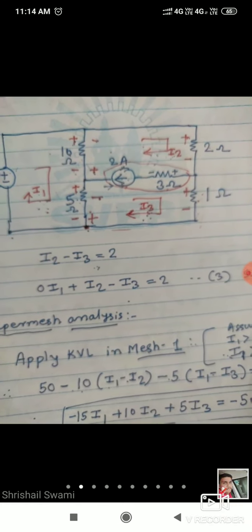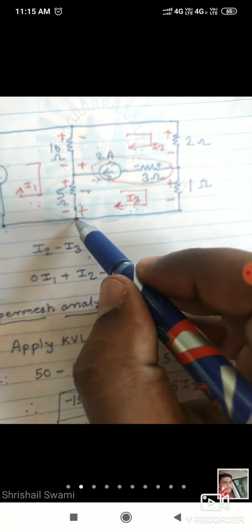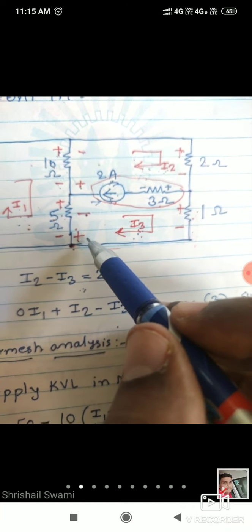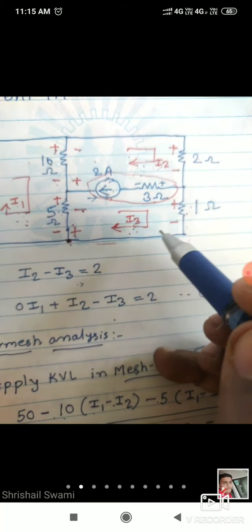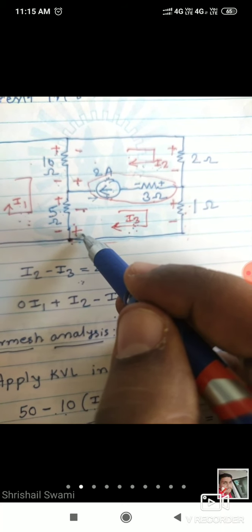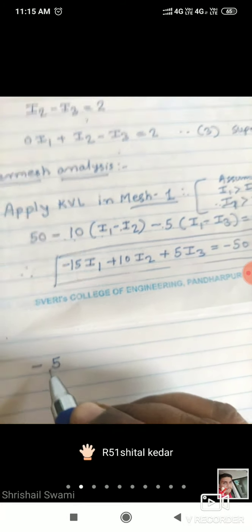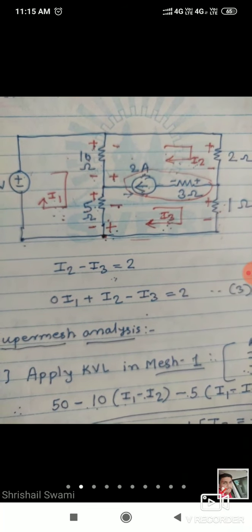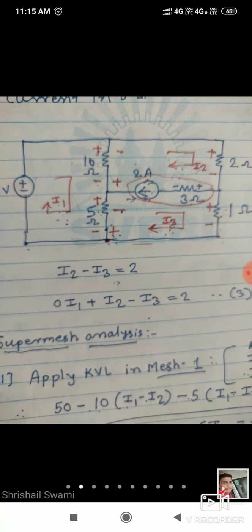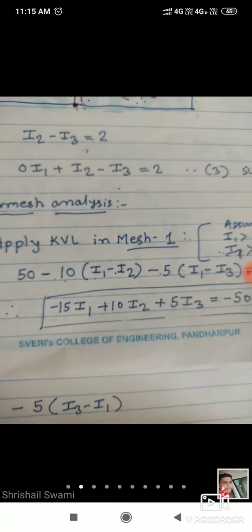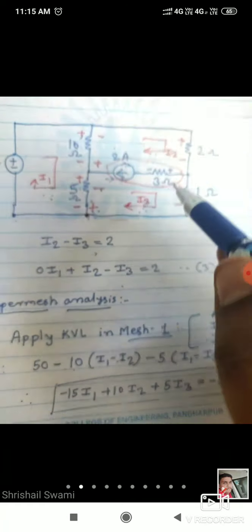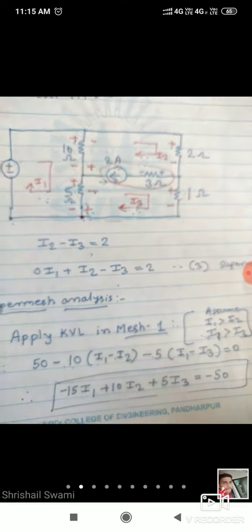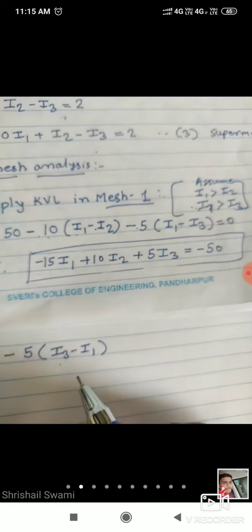Okay, now I will start to write the equation from this point. I will apply it in a clockwise direction and come to the same point. So plus you are observing. Okay, so plus means what? Minus. Minus 5 into, what is the current flowing through 5? That is I3 minus I1. Why do you have to take I3? Because we are applying KVL in mesh 2 and mesh 3 combinedly. That's why I3 you have to write.